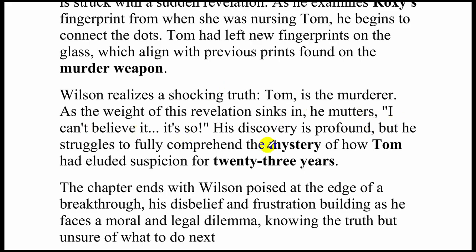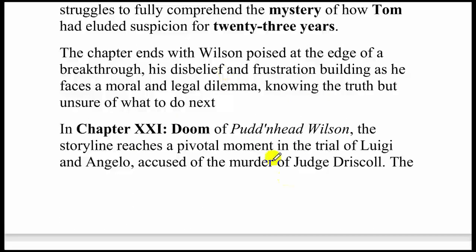As the weight of this revelation sinks in, he mutters, "I can't believe it. It's so." His discovery is profound, but he struggles to fully comprehend how Tom had eluded suspicion for 23 years. The chapter ends with Wilson poised at the edge of a breakthrough, his disbelief and frustration building as he faces a moral and legal dilemma, knowing the truth but unsure of what to do next.